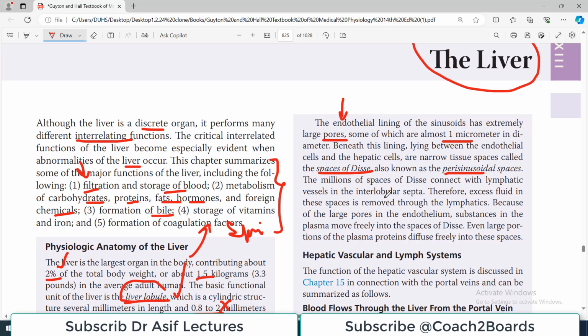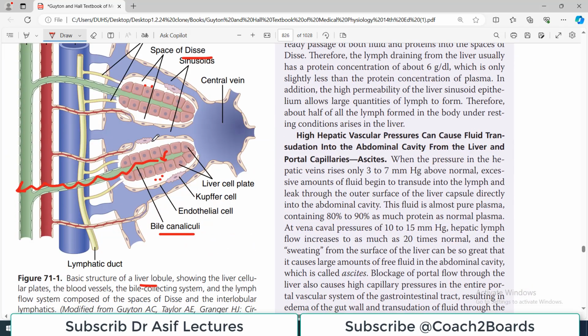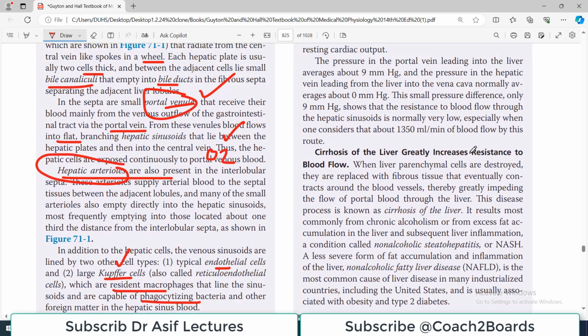They connect with the lymphatic vessels in the interlobular septa. Therefore, excess fluid in these spaces is removed through the lymphatics. Because of the large pores in the endothelium, substances in the plasma move freely into the space of Disse. So यहाँ space of Disse की एक तरफ endothelium है ना, so there is a lot of to and fro movement between the plasma and the space of Disse.